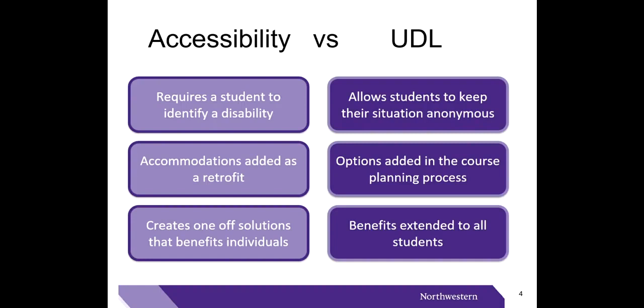Finally, accommodations to make the class accessible are a one-off solution that benefit one individual. When options are added in a universally designed course, the learning environment is designed to remove barriers for all students, extending those benefits to everyone and creating a more inclusive, accessible, and usable learning environment for all.